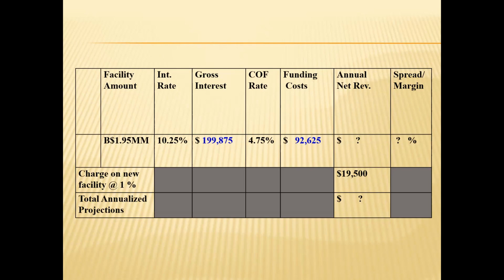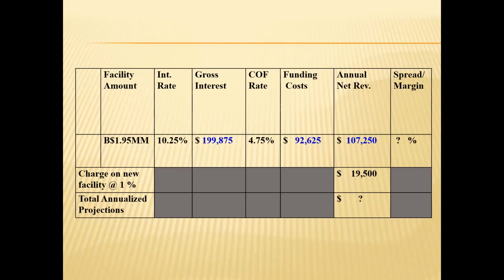Now your annual net revenue, how do you get that figure? You subtract the funding costs from the gross interest. Everyone sees that? Or you can say gross interest minus the cost of funds. And that will give us 107,250.